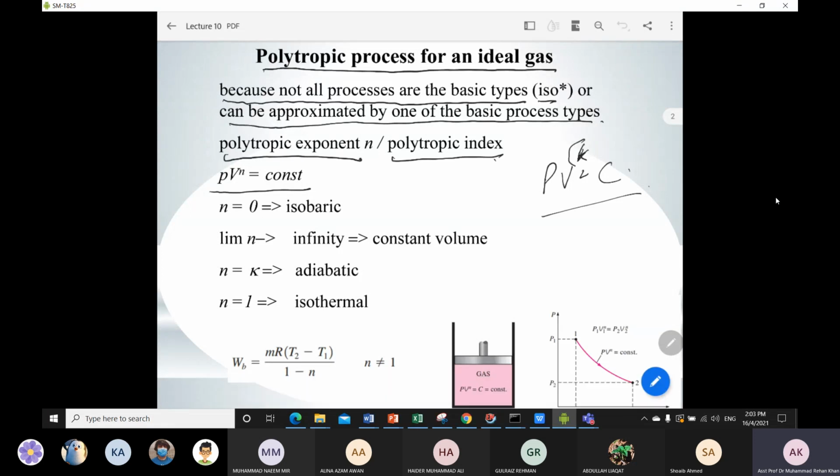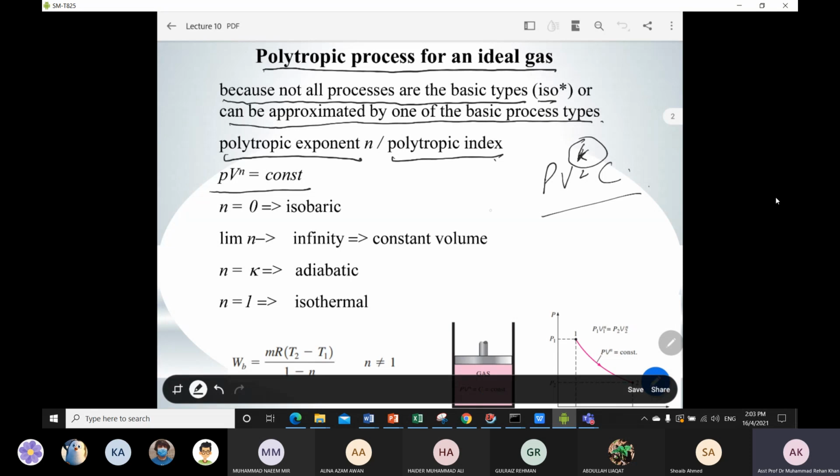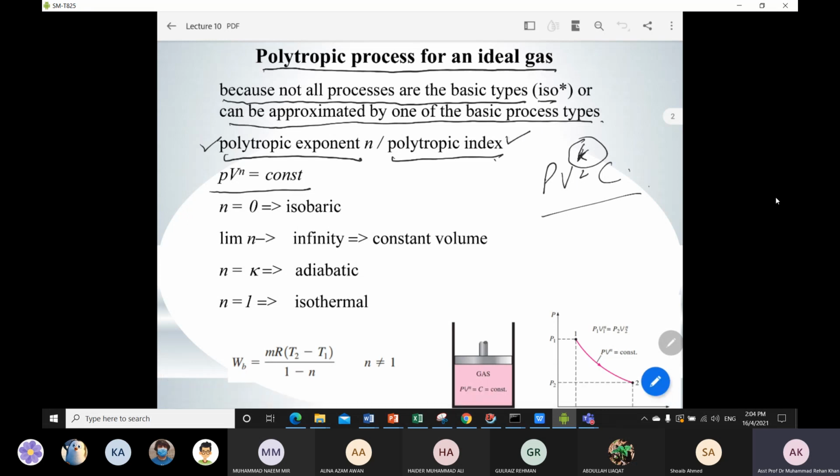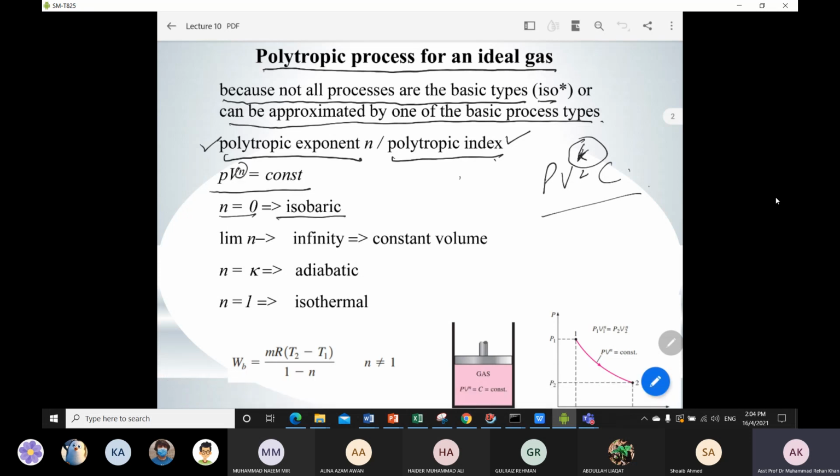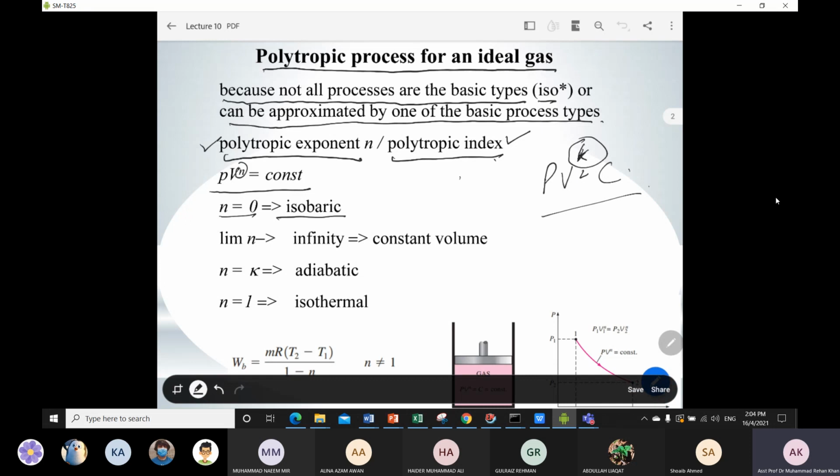Previously we used the value of k for the isentropic process, but now we have to replace it with the polytropic exponent n, also defined as the polytropic index. The value of this will decide what process occurs between your two states. For example, if n is equal to 0, it turns into an isobaric process, meaning pressure is equal to constant.